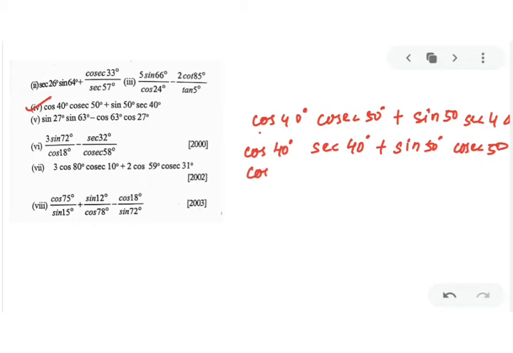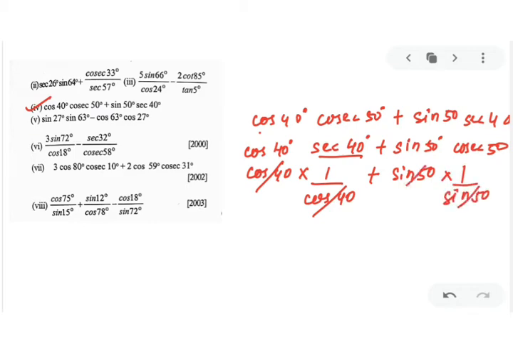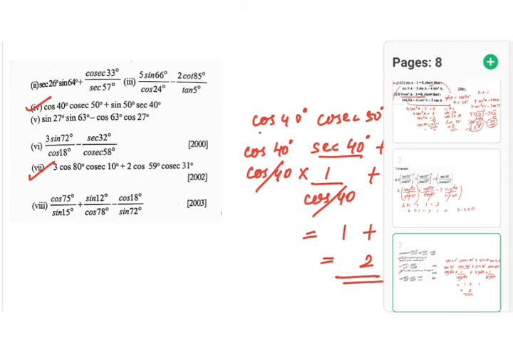Now my dear kids, cos 40 I will write cos 40. For sec 40 I will make it 1 upon cos 40 so that this will be reduced. For sin 50 I will keep it sin 50. For cosec 50 I will write 1 upon sin 50 so that again this can be reduced. So my answer is 1 and 1, that will make 2. Yes my dear kids, are you getting my point clear? Shall we go for the 7th? Yes, let me take a fresh page.